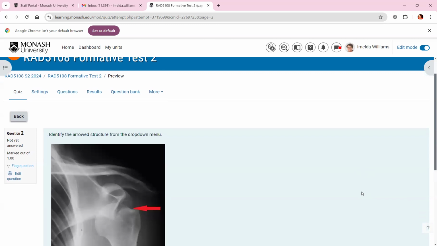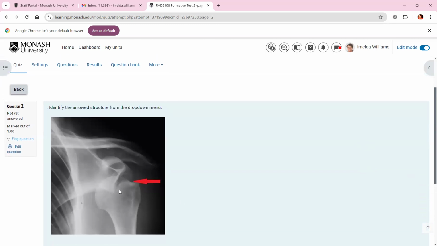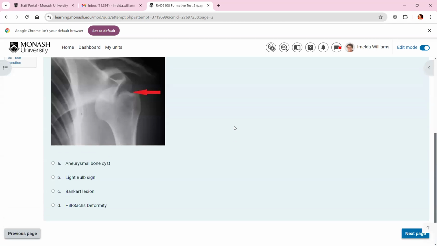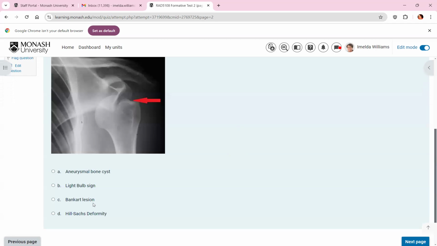And the next case has an image to it. Identify the arrow structure from the drop-down menu, and that is a Hill-Sachs deformity, which we see in the superior lateral corner of the humeral head, and it's associated with recurring anterior dislocation. The Bankart lesion is a lesion that you will see on the inferior glenoid rim as an avulsion type fracture. The light bulb sign is associated with posterior dislocation, and then an aneurysmal bone cyst, you would see an area of lucency within the bone.